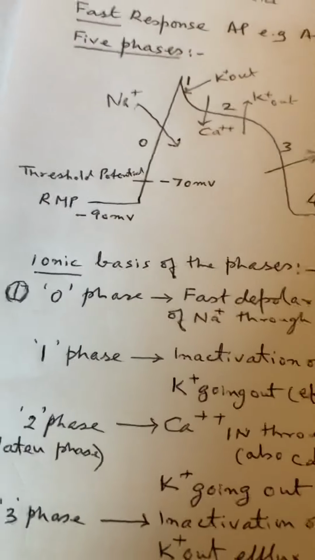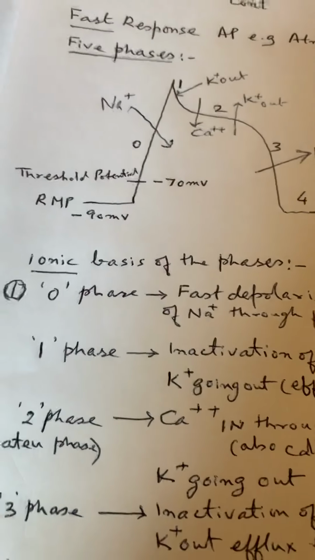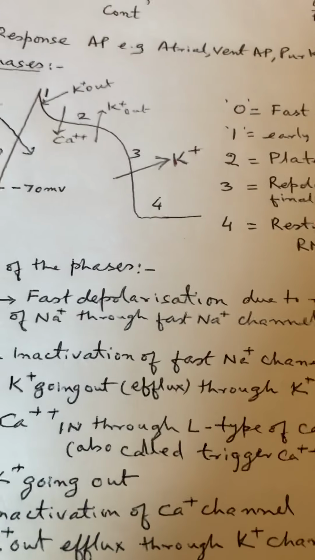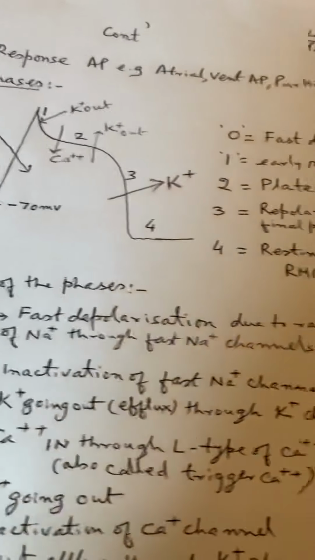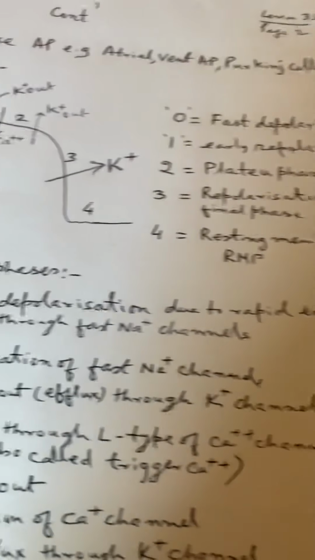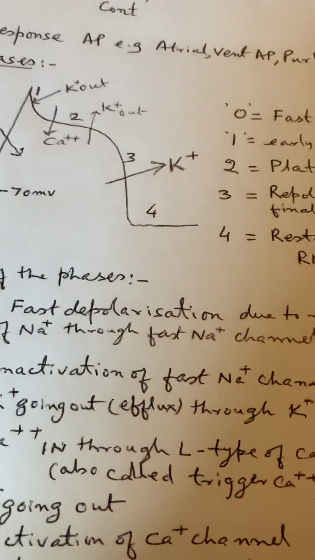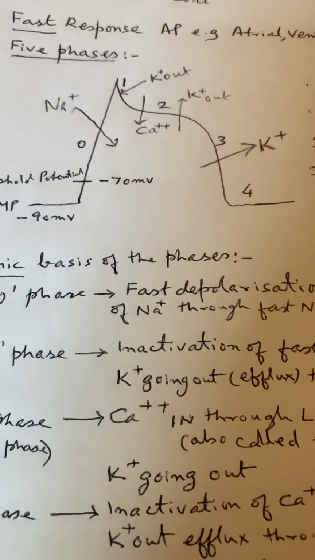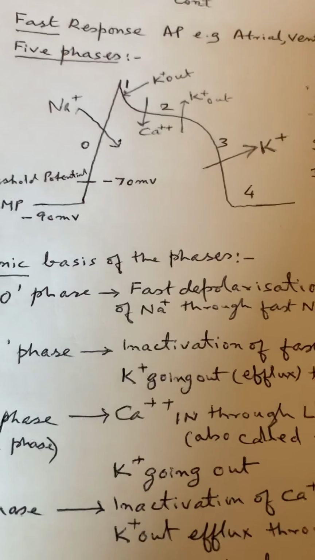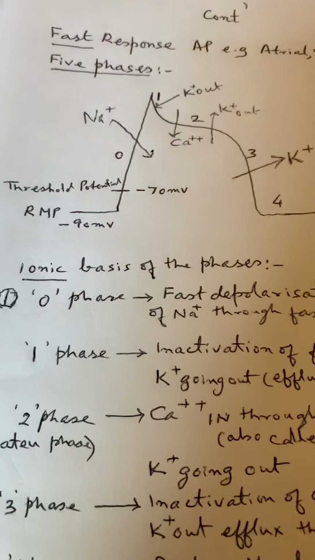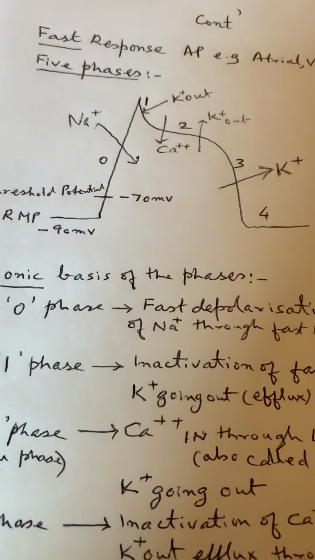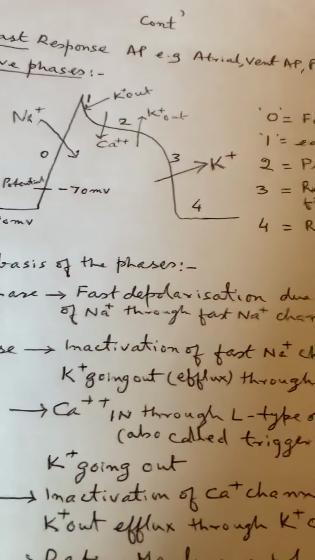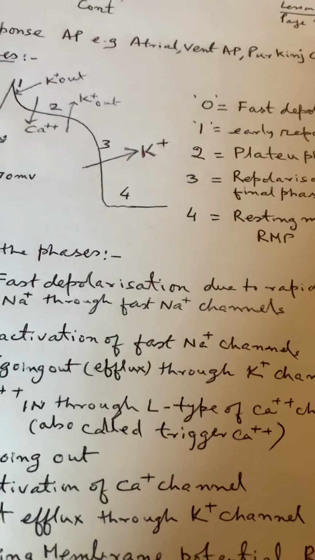Then we come to the ionic basis of these phases. Zero phase is due to fast depolarization. Why? Because there is a rapid entry of sodium through the fast sodium channel. So in the zero phase, there is rapid entry of sodium. Now then comes phase 1. When the rapid entry of sodium brings depolarization to a peak, then what happens? There is an inactivation of the sodium channel.